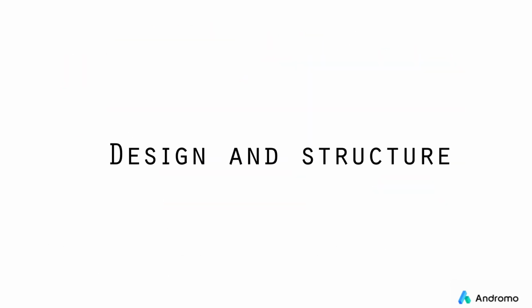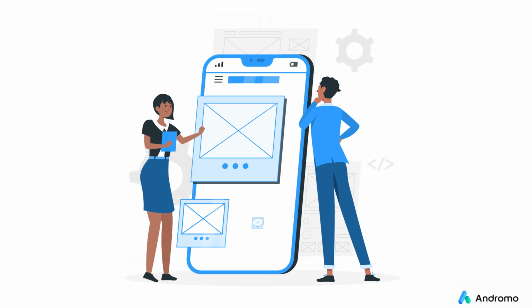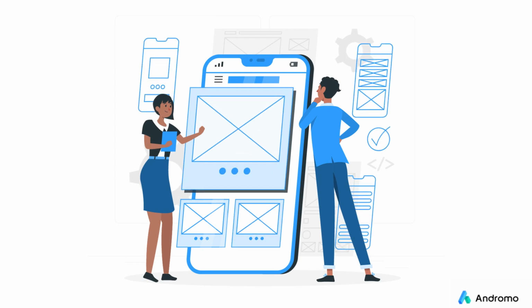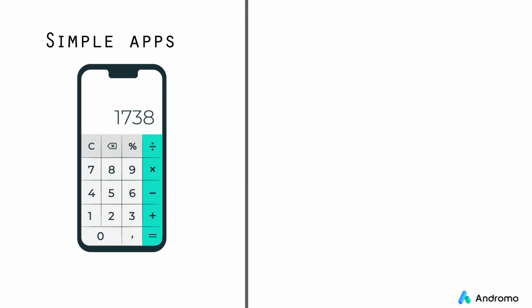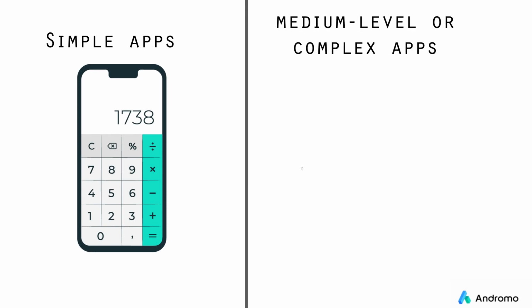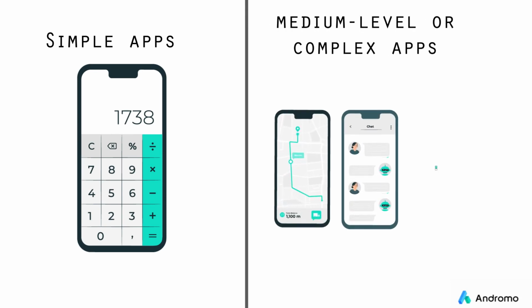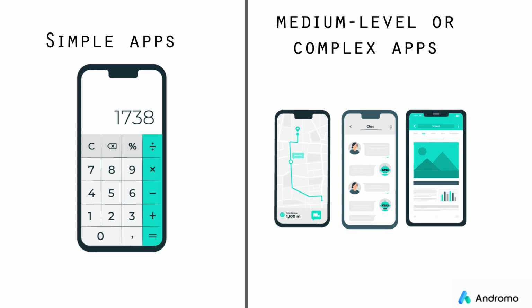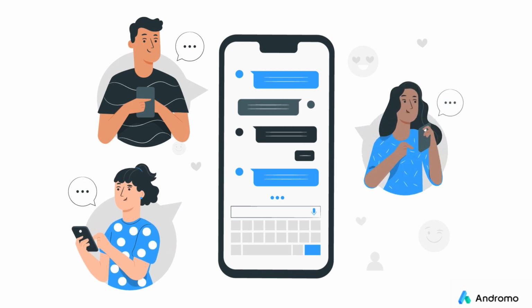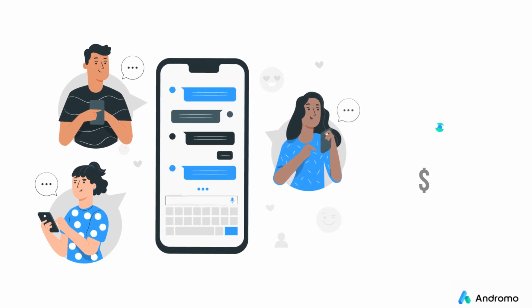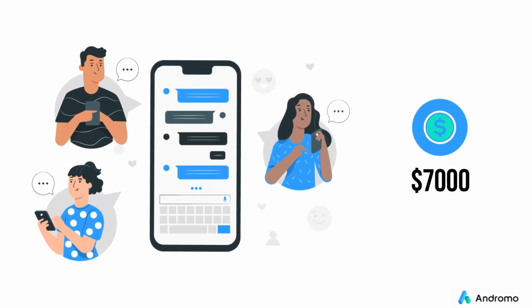Design and structure. The price of designing and developing an app depends on the app's design and scope. Simple apps with only the essential features such as calculator apps cost less than medium-level or very complex apps with multiple functions, such as real-time synchronization, chatbots, media processing, or UI animation. One of the most expensive features is the in-app messaging capability, and the cost can be as high as $7,000.